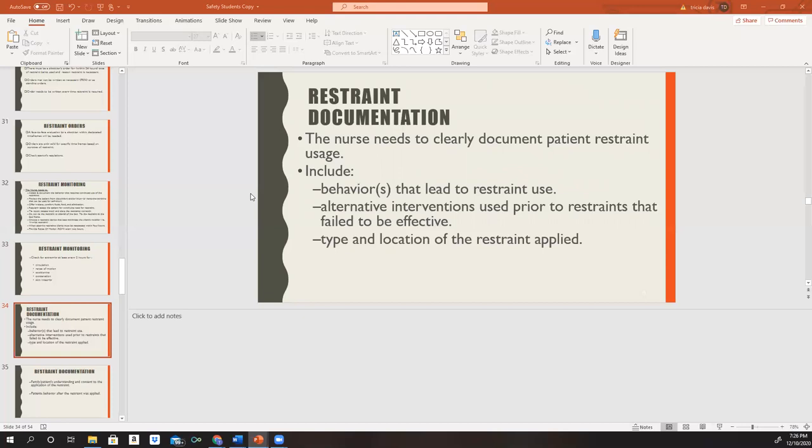What interventions did you choose prior to those restraints? I kept the door open. I did frequent visits. I kept the area where they were quiet. I did frequent reorienting, talking to them. You always want to say that you applied all these things first, which you do before you have to go to this measure. That's like your last resort.